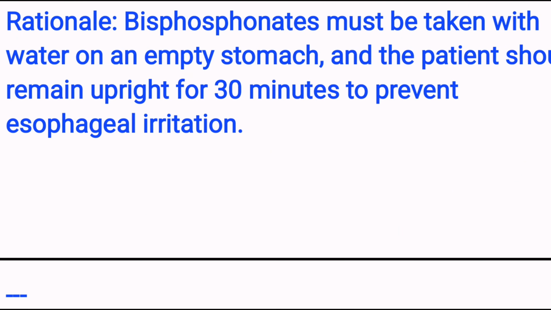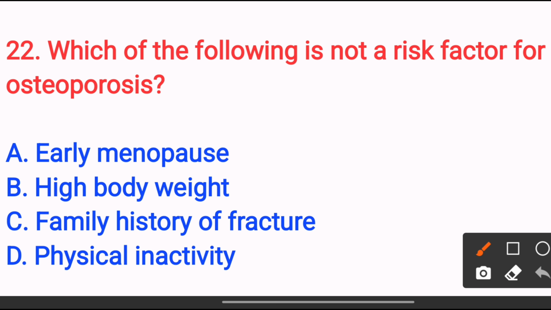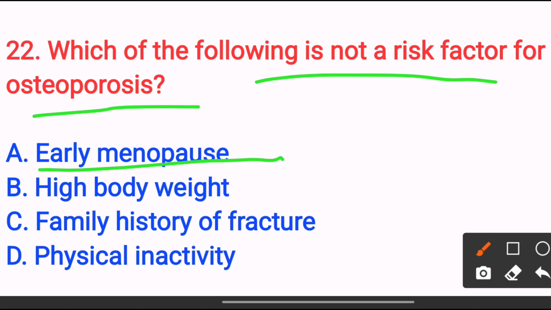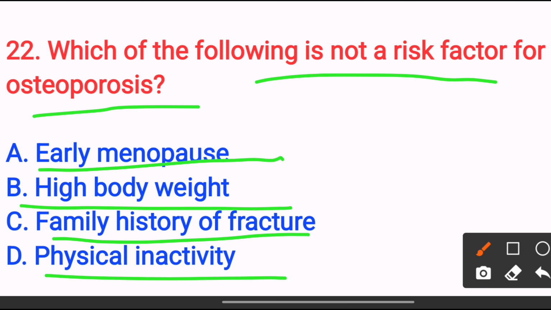Next, which of the following is not a risk factor for osteoporosis? Option A, early menopause. Option B, high body weight. Option C, family history of fracture. Option D, physical inactivity. The answer is option B, high body weight, because higher body weight exerts more stress on bones, which helps maintain the bone density. Low BMI is actually a risk factor for osteoporosis.